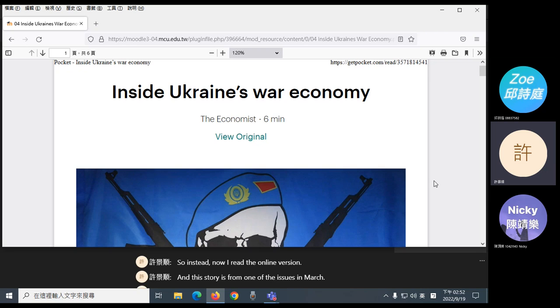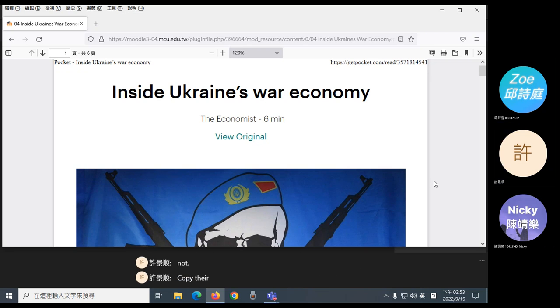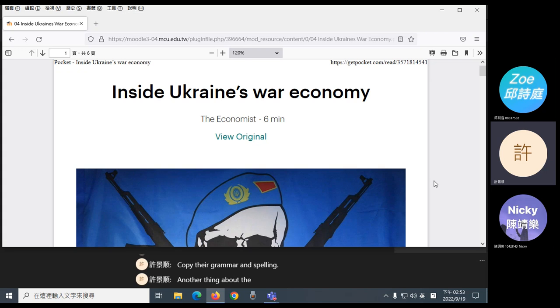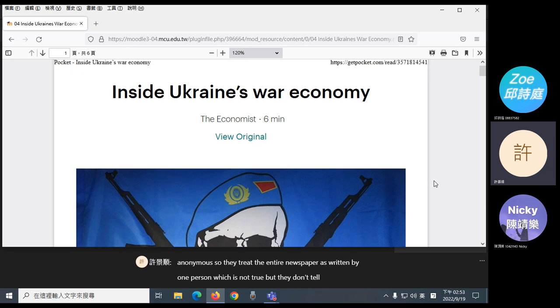The Economist is a British newspaper, so they use British English. I will point out some of the places where you should not copy their grammar and spelling. Another thing about The Economist is that the reports are anonymous. So they treat the entire newspaper as written by one person, which is not true, but they don't tell you the author of each report.